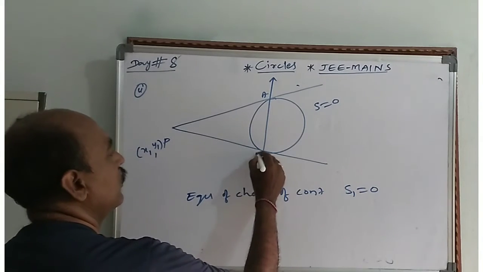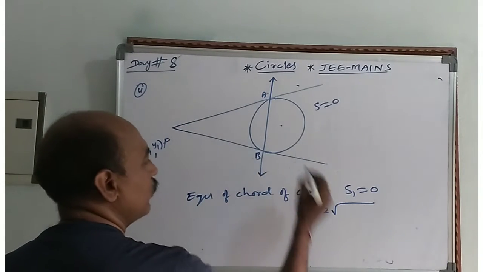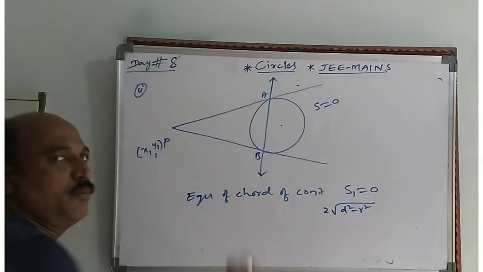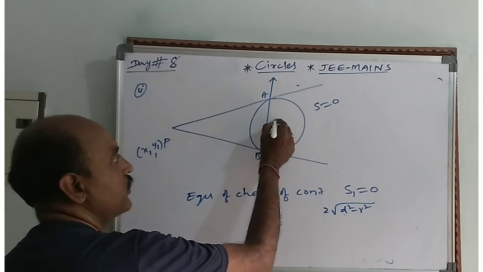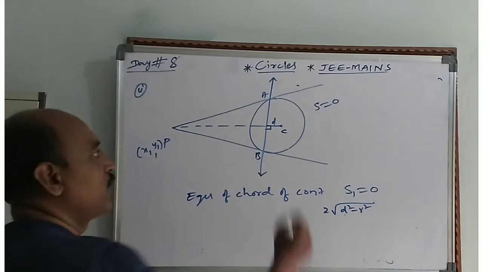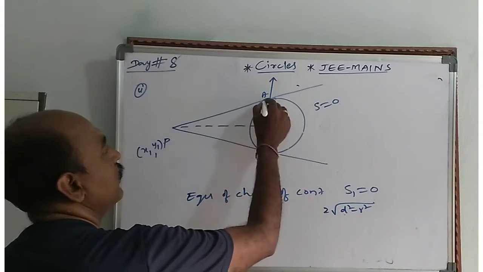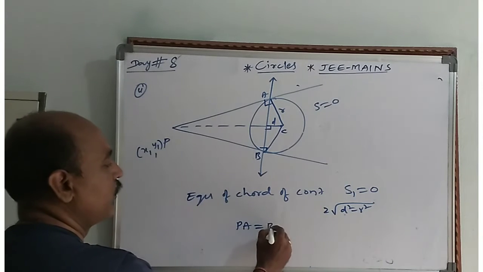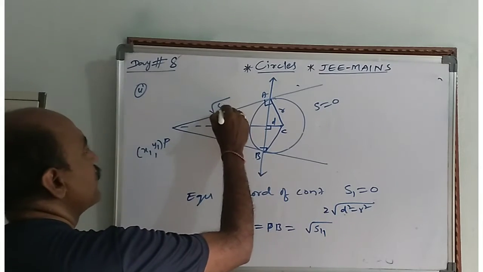Next, the length of the chord is 2 into under root d square minus r square. Here d is the distance from the center to the line, the perpendicular distance. Next, this is the radius. There are 2 right angled triangles. The length of the tangent is PA, and it is also equal to PB. The length of the tangent is equal to root S11.